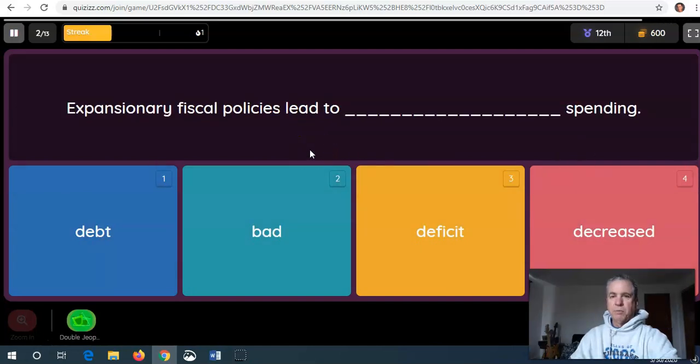Expansionary fiscal policies lead to this type of spending. So expansionary means growth. And so when the government is taking action, what kind of spending are they going to be doing? And that's what's going on right now, is that it's going to lead to deficit spending, essentially spending money we don't have, so it has to be borrowed from somewhere.